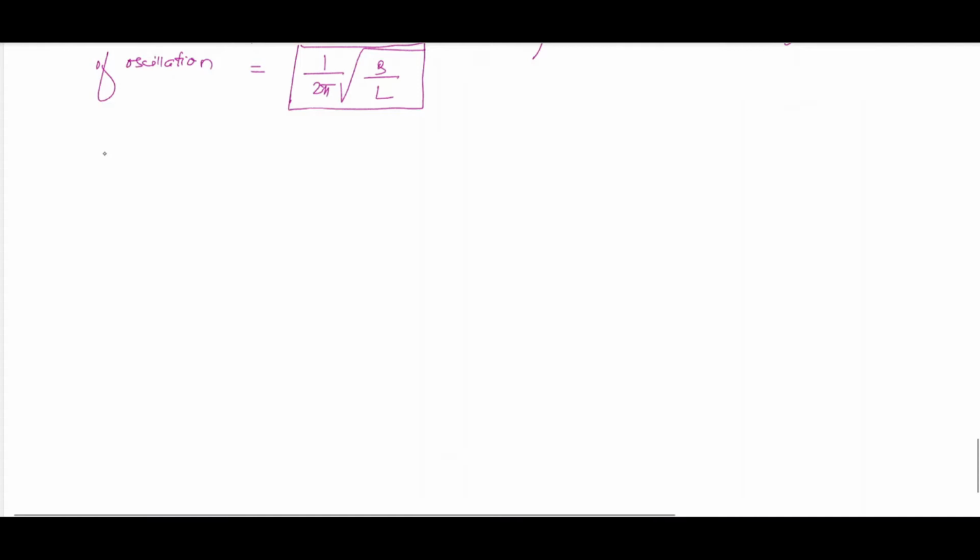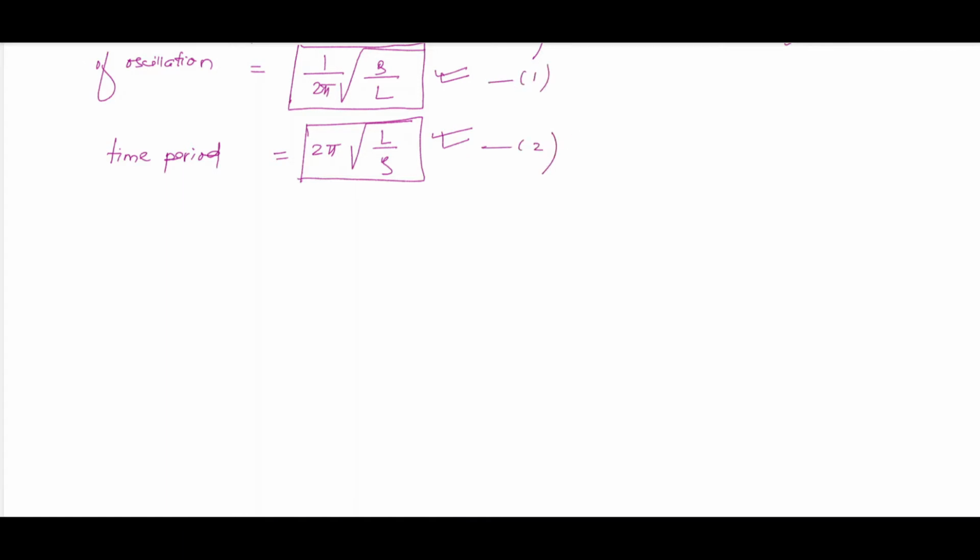Now the time period can be expressed as 2 pi root over L by g, the reciprocal of frequency. So these two formulas you need to remember for the simple pendulum. This is equation 1, and let us say this is equation 2.